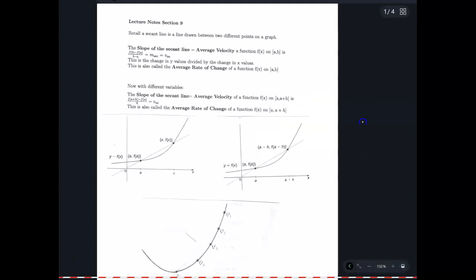All right, so we're talking about the secant line. I've introduced this to you before. A secant line is just a line drawn between two different points. Let's start with this one right here first. This is the point A, and this is the point A plus h.